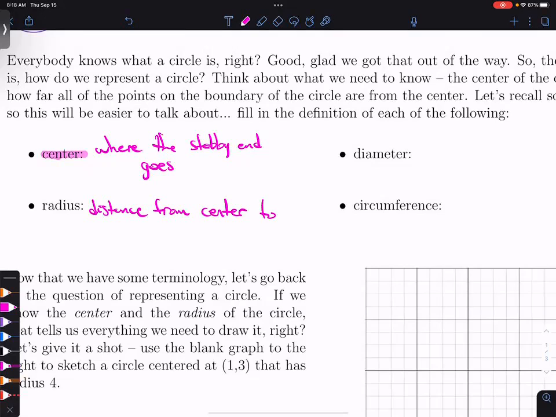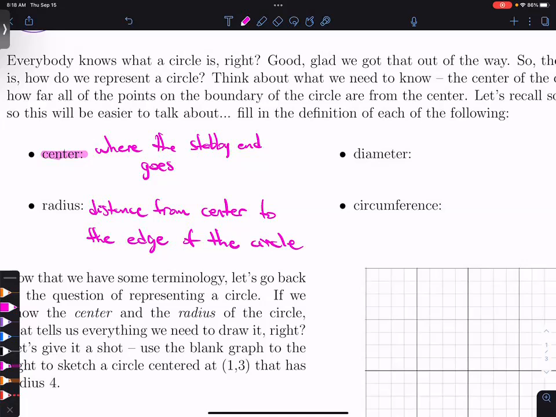Distance from the center to the edge, or the boundaries, the cool math word, of the circle. If you know those two things, you know everything you need to know about the circle, right? The center and the radius give you a circle uniquely. Thinking about it in the plane, like graphing it, if the center is (1, 3) and the radius is 4, there's only one circle that looks like that, right?